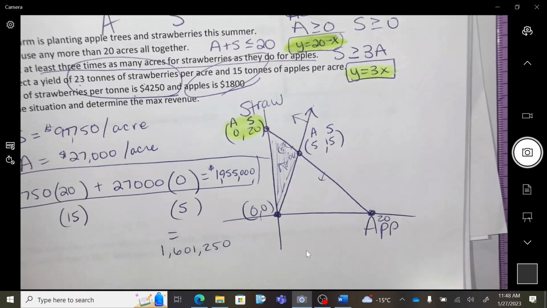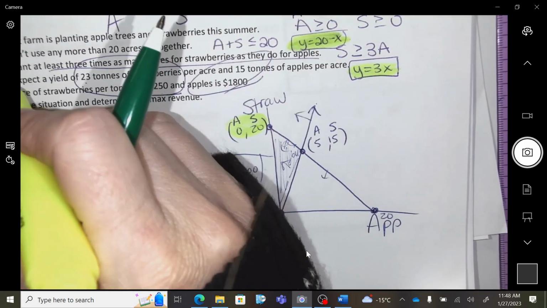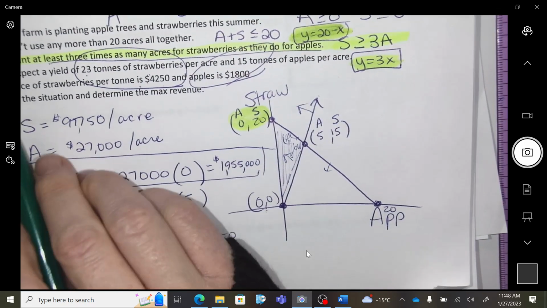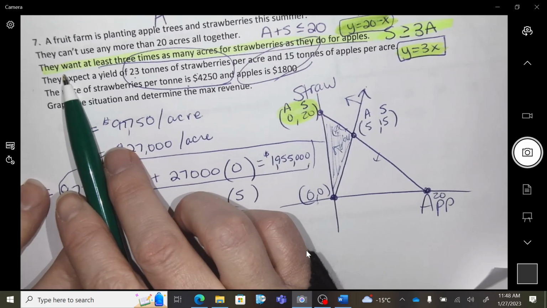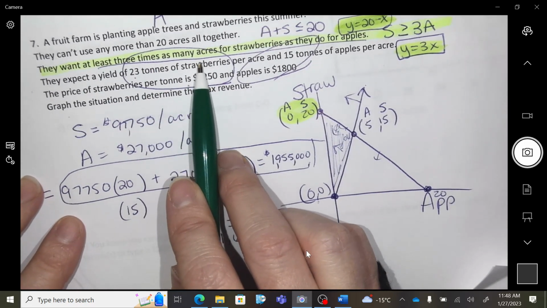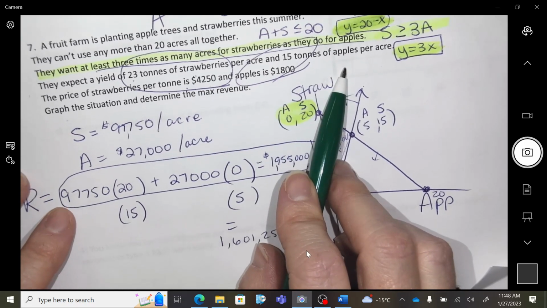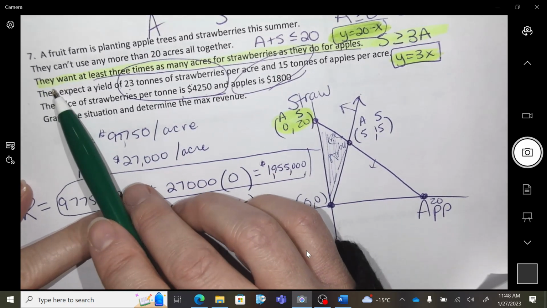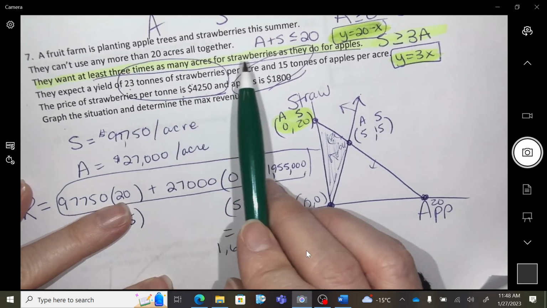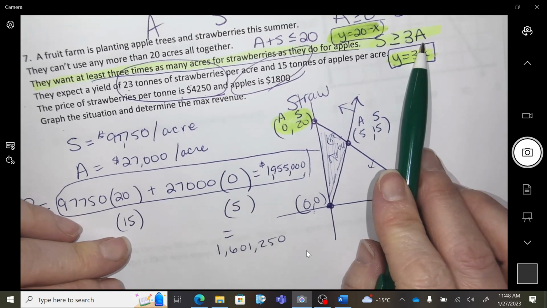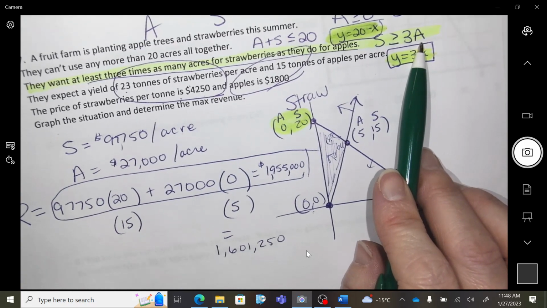I would write this on my cheat sheet. I would write that whole line. They want at least 3 times as many strawberries as apples. I mean, I wouldn't write all the words. I wouldn't write acres and all that. But I would write, they want at least 3 times as many strawberries as apples. And then I would write my inequality beside it so I remembered how to write it.